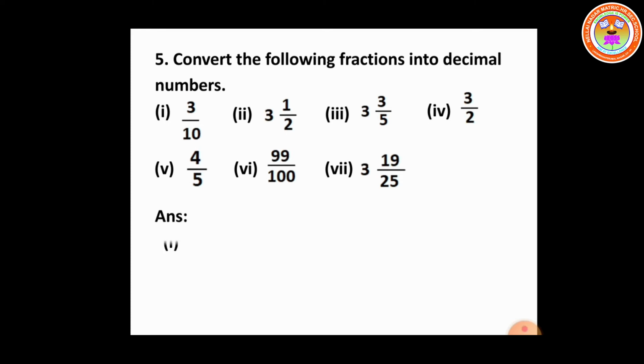Let us see the answers. First one 3 by 10. Directly they given the denominator as 10. So when we are dividing by 10, since it has 1 zero, therefore it gives 1 decimal. So it becomes 0.3.